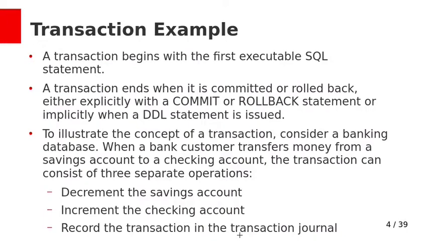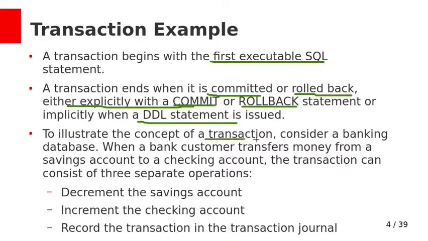Let us see one example of a transaction. A transaction begins with the first executable SQL statement. A transaction ends with a commit or rollback. This commit or rollback can be specified explicitly with a commit or rollback statement, or it will be performed by the system. In the case of DDL statements, they need not be explicitly committed. All those DDL statements by default will commit, and sometimes if a system failure occurs, a partial transaction will be rolled back. This commit or rollback can be applied by the user or by the system.